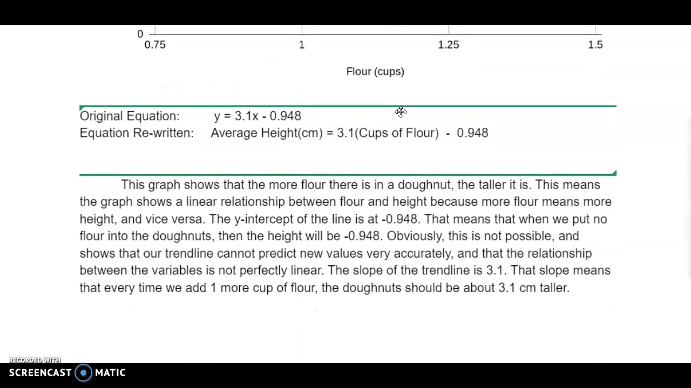If Trotter's graph had a negative slope, the whole analysis is the same, except for this last part where we talk about the slope. You would say the slope of the trend line is negative 3.1, and that means that every time we add one more cup of flour, the donuts should be 3.1 centimeters shorter if we happen to have that negative trend line.